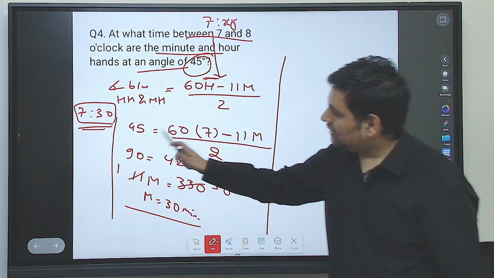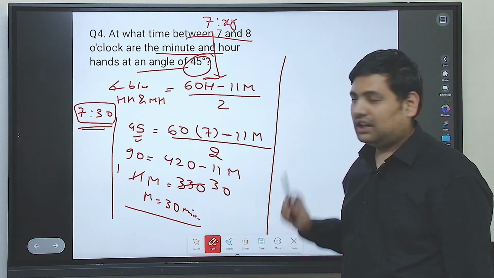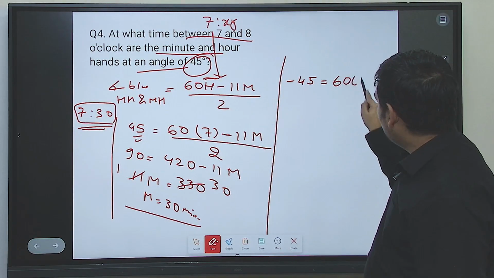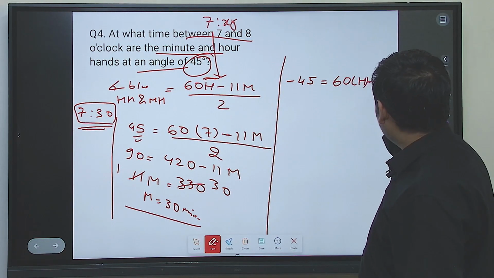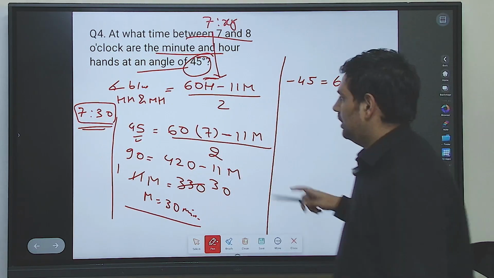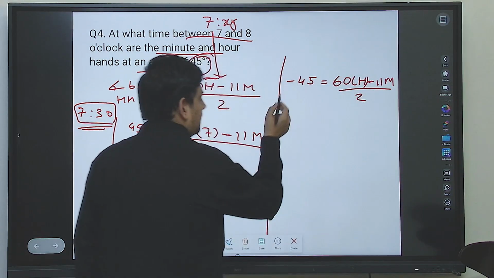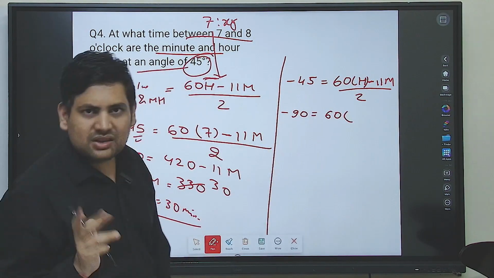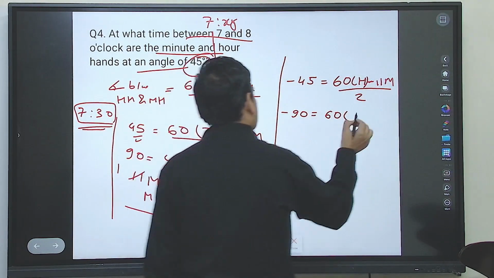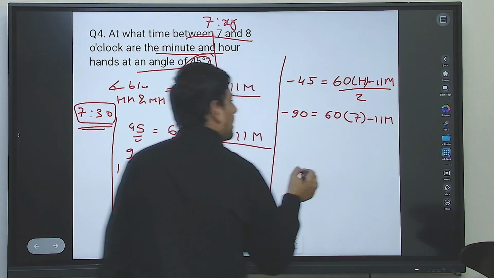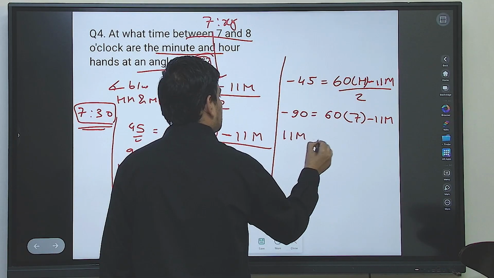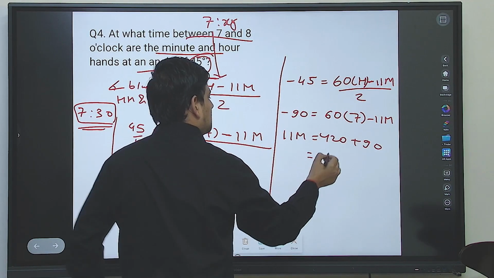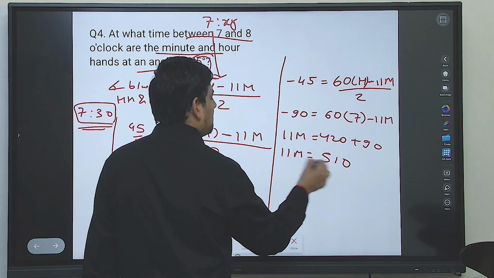So now you take this angle as negative. So another possible solution is minus 45 is equal to 60h minus 11m by 2. Now again this is minus 45, I will send the 2 here. So this becomes minus 90 is equal to 60 into, again the time should be 7 hours and some minutes, so h will be the same, 7, minus 11m. Then I can send 11m here. So this becomes 11m equals 420 plus 90. So this becomes 510.